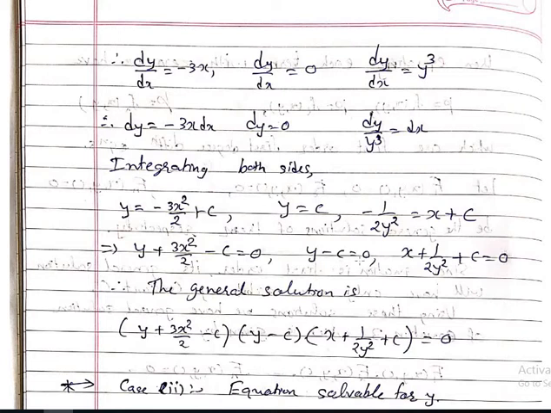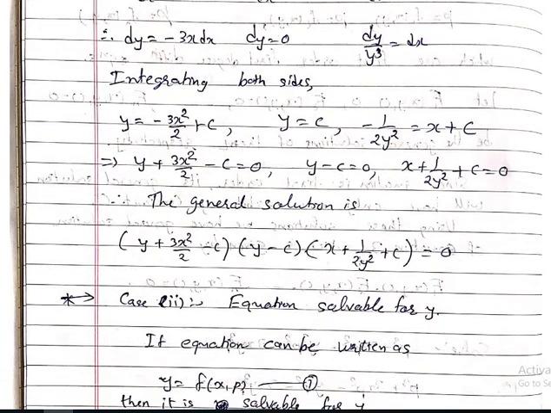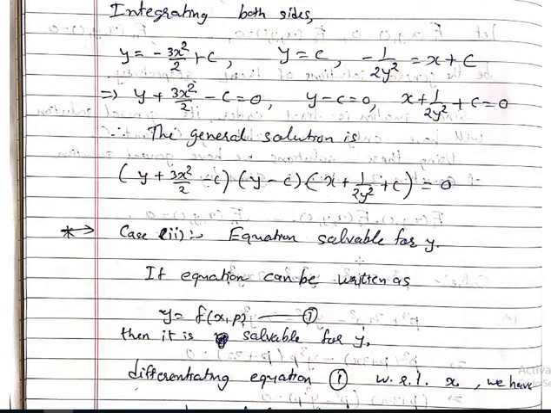So using these three, if you write down the general solution, it is of the form y plus 3x square by 2 minus c, into y minus c, into x plus 1 upon 2 y square plus c, is equal to 0.